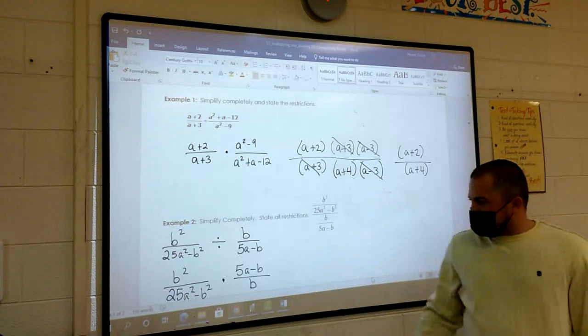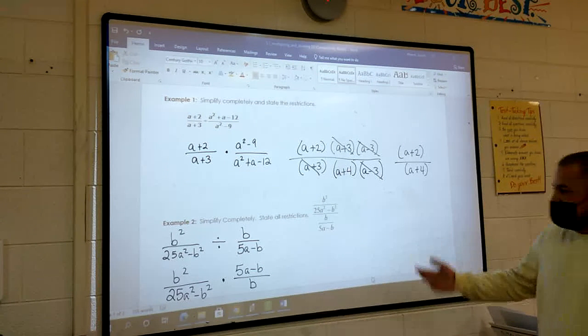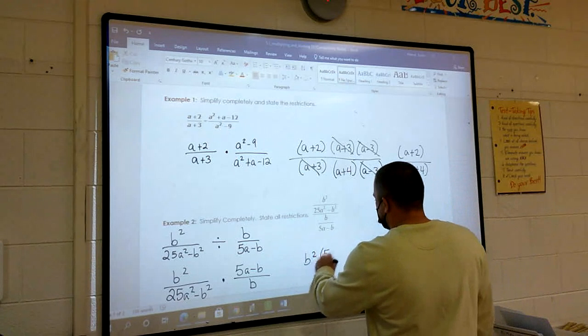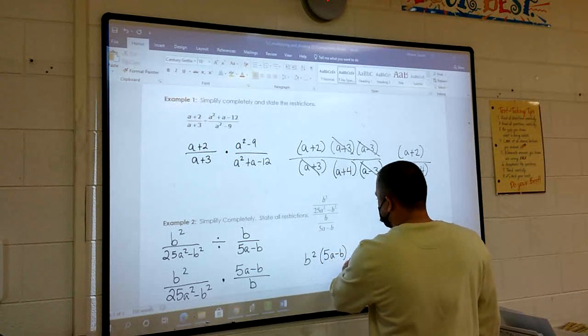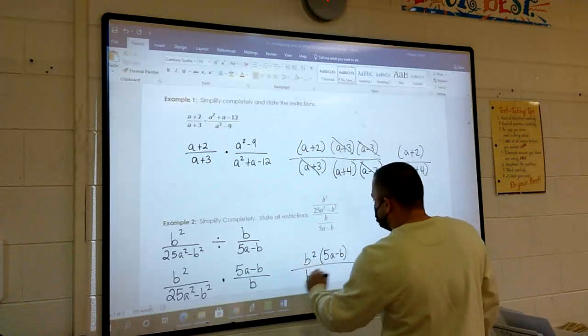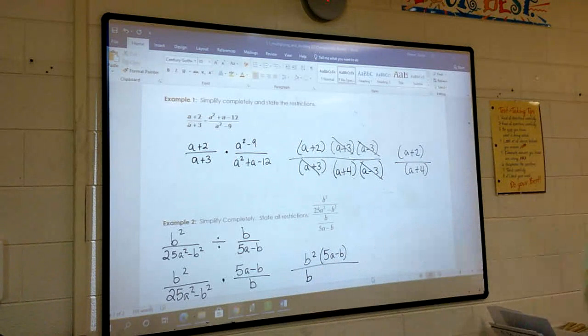So b squared, there's nothing you can do. 5a minus b, there's nothing you can do. So up top, we just have b squared and 5a minus b. Nothing we can do there. The b on the bottom, there's really nothing we can do there either. That one is a little bit trickier though.